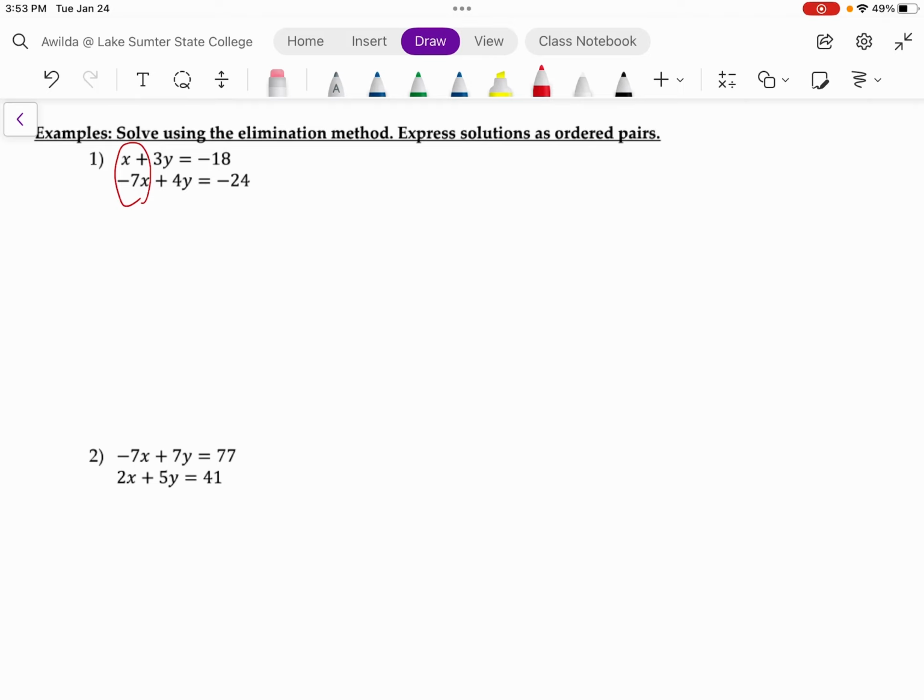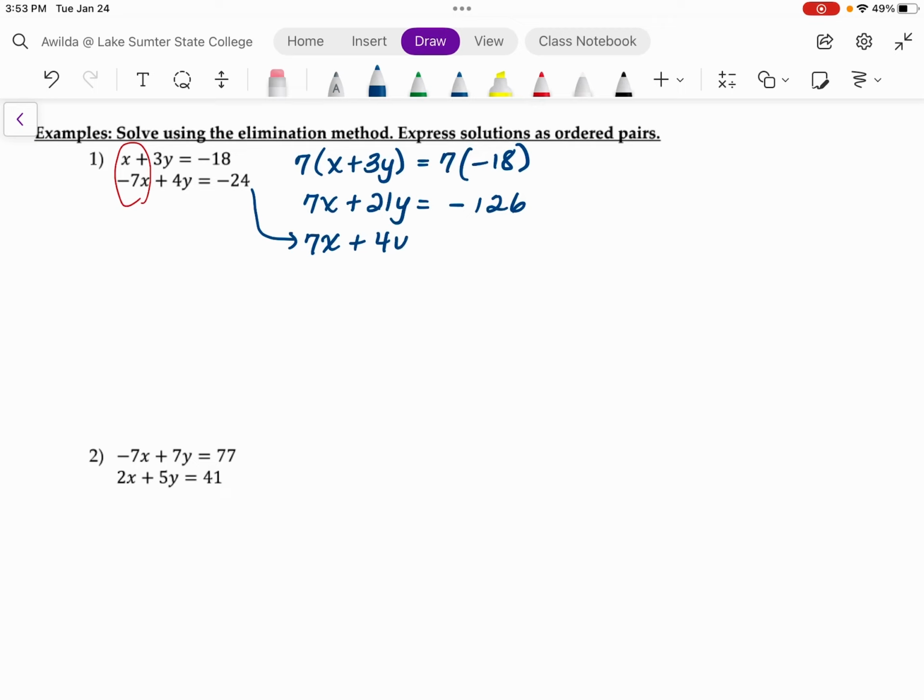So if I multiply by 7 on both sides, I get 7 times x plus 3y on the left is equal to 7 times negative 18 on the right. This is going to give us 7x plus 21y is equal to negative 126. Now I have an equation that, when added to the second equation, will eliminate the x variable. So let's copy the second equation exactly as it is.